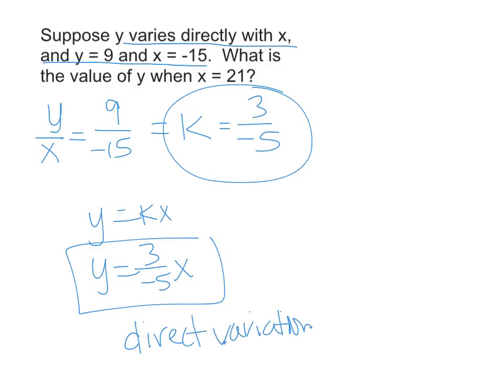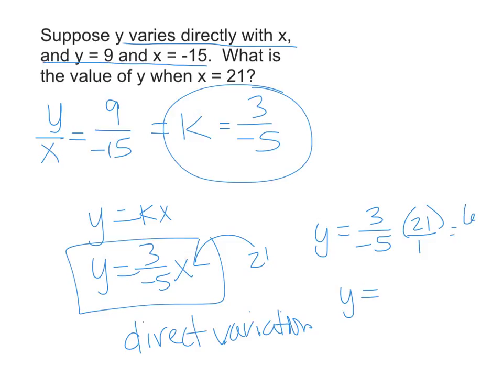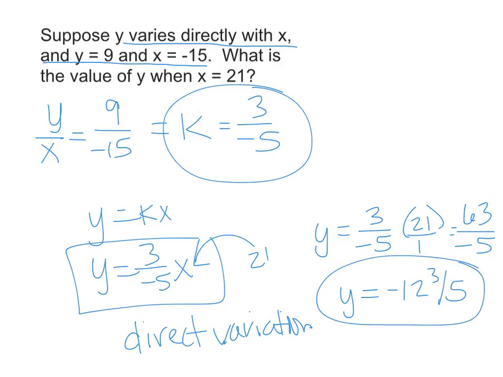Okay, and then to answer the second part of our question, it says what is the value of y when x equals 21? We're going to plug 21 in for x. So we have y equals 3 over negative 5 multiplied by 21. So when x is 21, y is going to be 3 times 21 is 63 divided by negative 5. 5 goes into 63 12 times, so we get negative 12 and 3/5. And that is the answer to the problem.